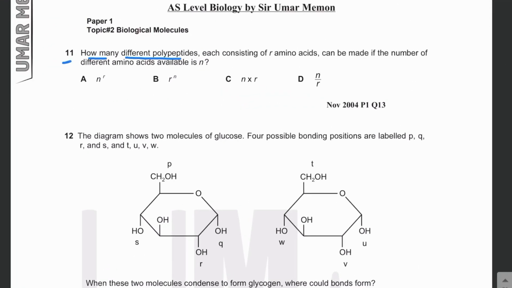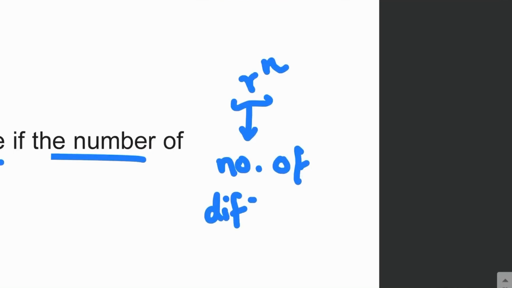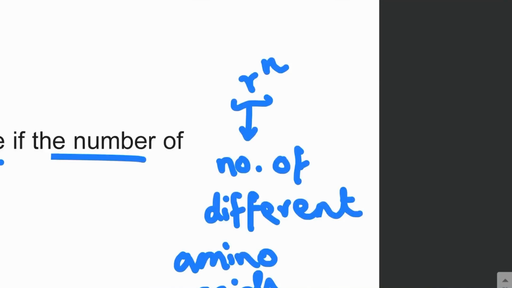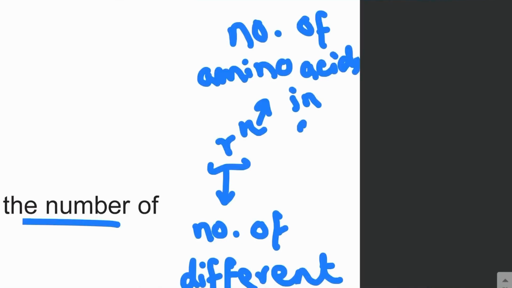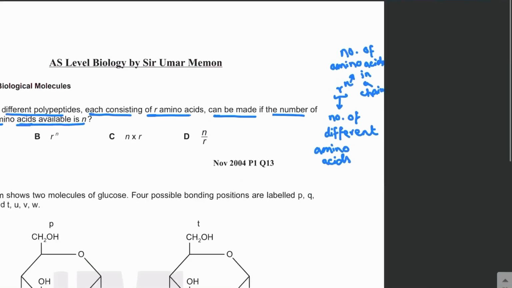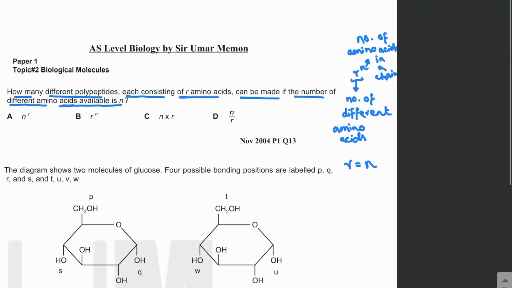How many different polypeptides, each consisting of R amino acids, can be made if the number of different amino acids available is N? So guys, I told you that the formula is R raised to the power N, where R is the number of different amino acids, and N is the number of amino acids in a chain, right? So in this case, the number of different amino acids is N, so R is equal to N, and the number of amino acids in a chain is R, so N is equal to R.